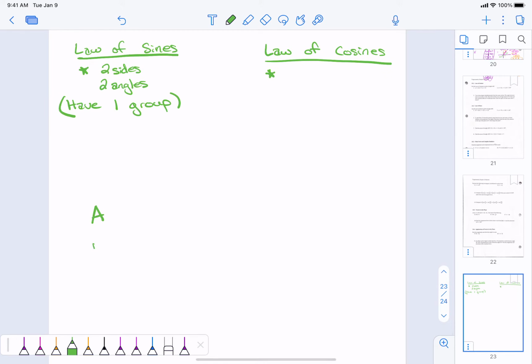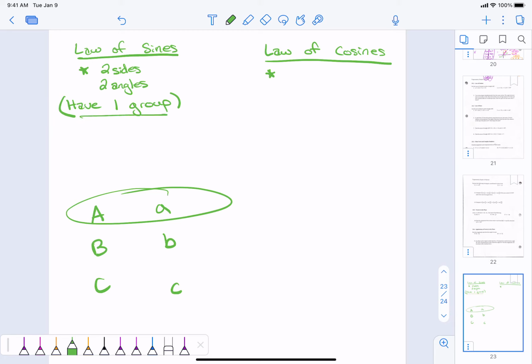Don't write this down, but when you do A, B, C and lowercase a, lowercase b, lowercase c, if you know A and a, you can use the law of sines. Or if you know B and b, or C and c. If you don't have one group, then you can't use the law of sines. You've got to use the law of cosines instead. But you have to have one group in order to be able to do that. Does that make sense? Do you understand what I mean by one group?